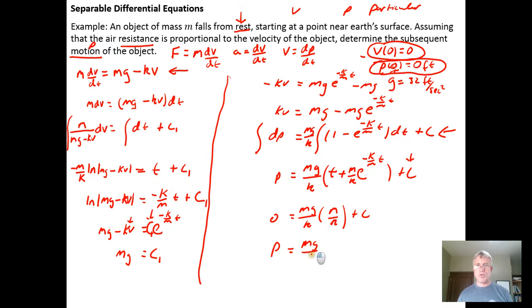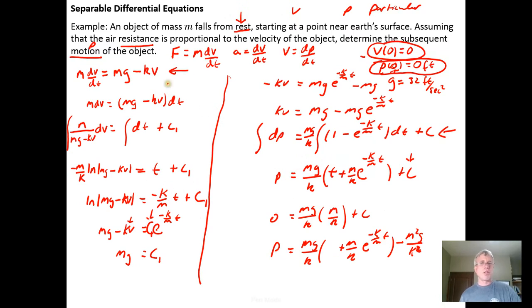So we get mg over k times t plus m over k e to the minus k over m times time plus, it was really minus, it was minus m squared g over k squared. And then what I'm not going to do, because I'm really out of space, is I'm going to recognize that I have mg over k showing up in both terms. I probably would want to factor an mg over k off and clean this up a little bit more. But this is the position function.